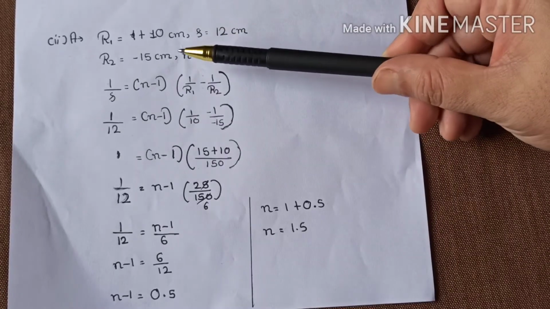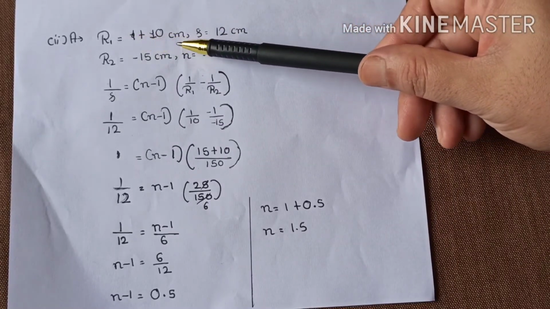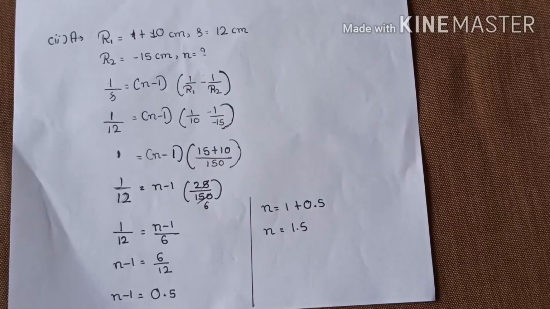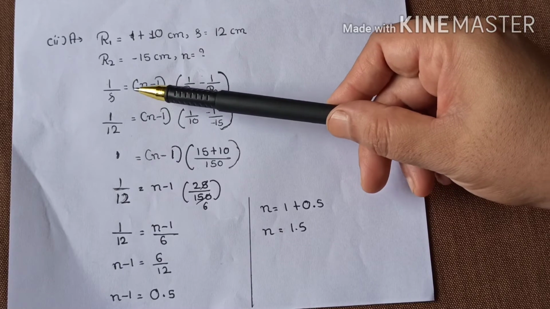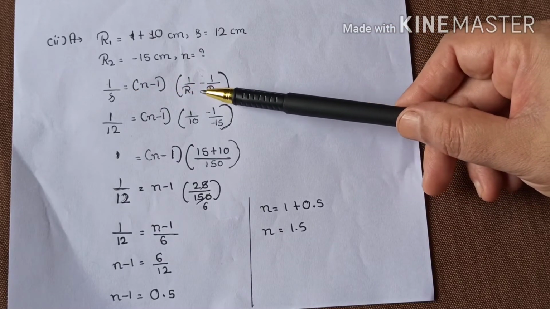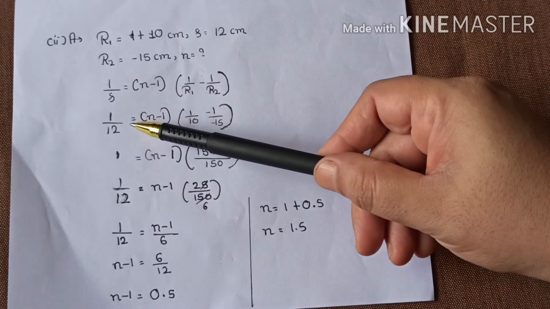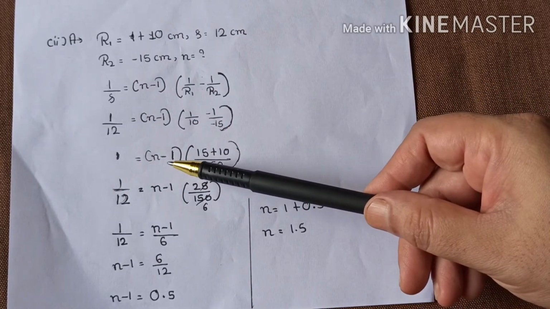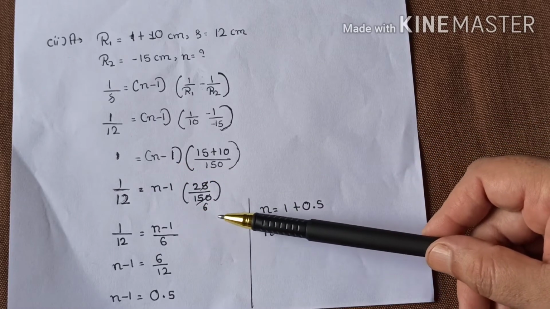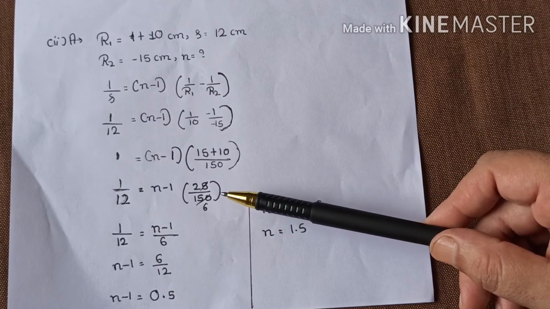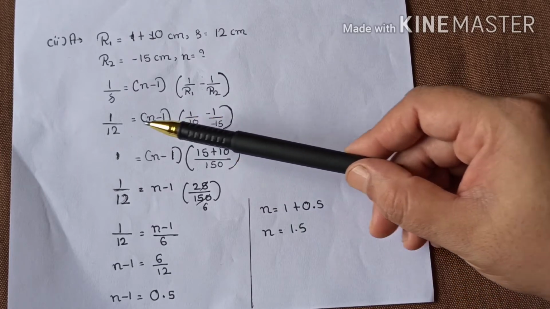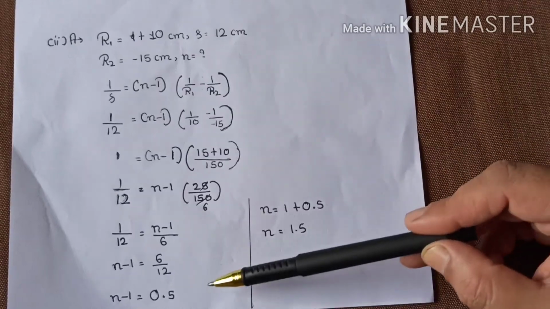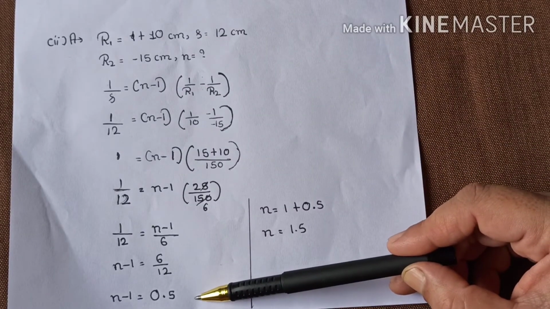Now radius of curvature is given. One is 10, another is 15. If one is positive, then the other is obviously negative. You are using this formula, 1 upon f equals n minus 1 into 1 upon r1 minus 1 upon r2. In that case you substitute the values. Focal length, since it is a convex lens, f is 12 centimeter, r1 is 10 and r2 is minus 15. If you simplify all this, then you will come to n equal to 1.5. So this is the second question.